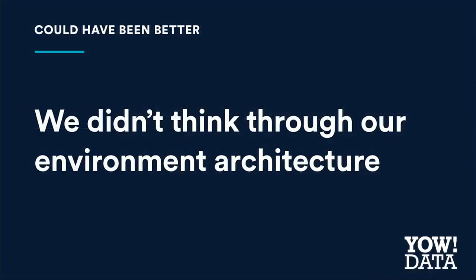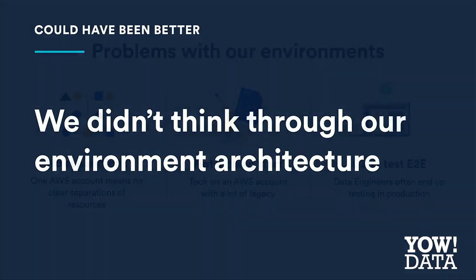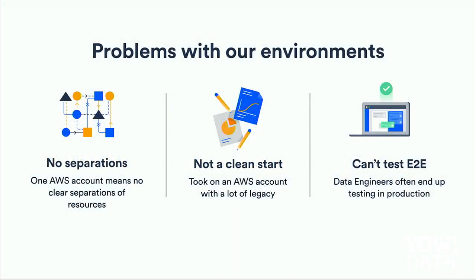Another thing we didn't think about was our environment architecture. I guess that's the problem with doing an MVP. You just go, oh, this works, let's just keep building it. The problem with this is that we have basically no separation. We have the whole data platform, dev, staging, test, and production in one AWS account, and that really hurts, especially with services like Amazon Athena, which is basically one per AWS account. So you can't really split things up too much.